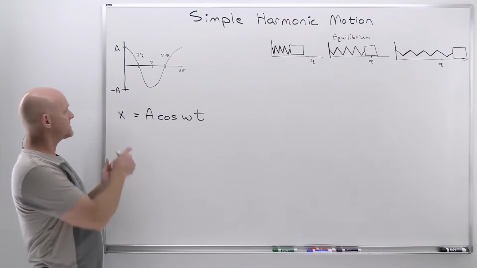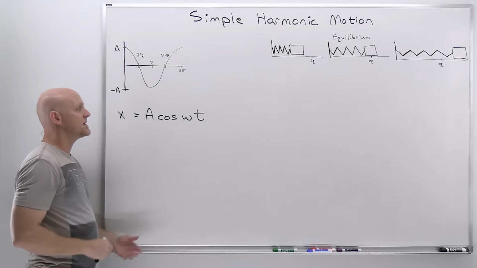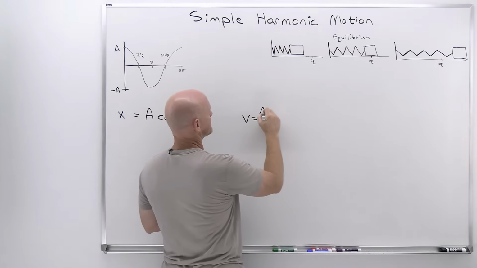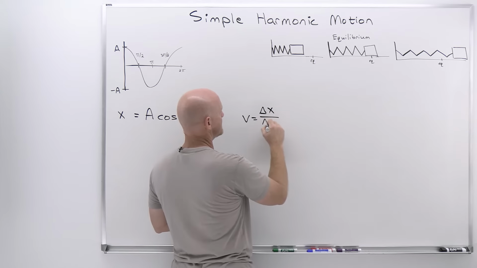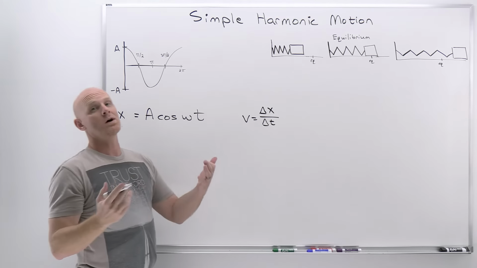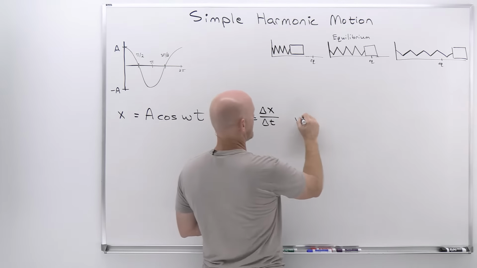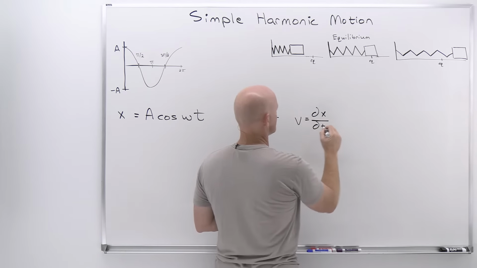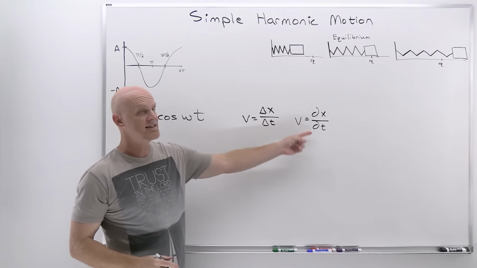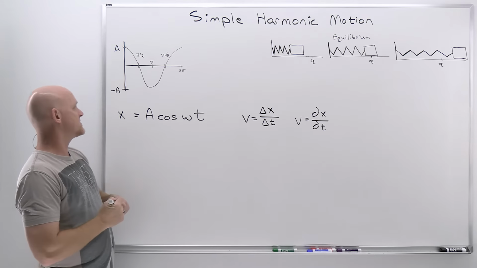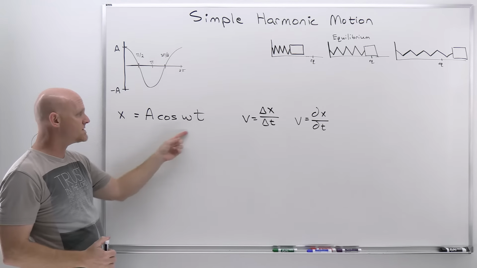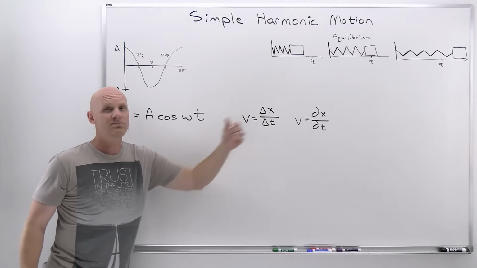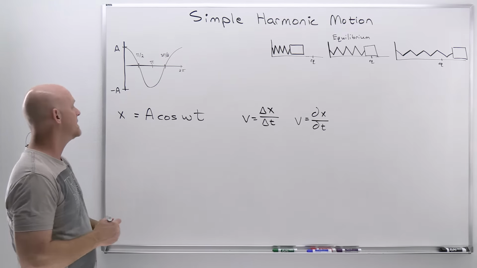So if we take the derivative of the position function with respect to time, and if you recall, we said that velocity was equal to the change in position, i.e. the displacement, over the change in time. Well, in calculus terms, we'd say that velocity was equal to the change in position over the change in time, so dx/dt. And so in this case, taking the derivative of this equation with respect to time would get us an equation for the velocity. That's ultimately what we're doing with a little bit of calculus.